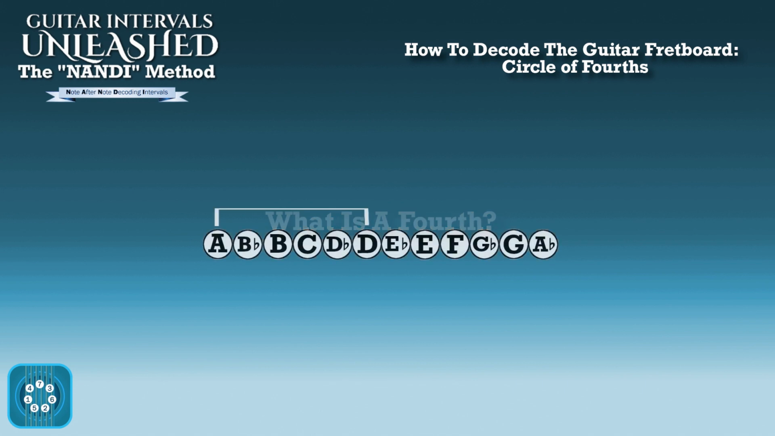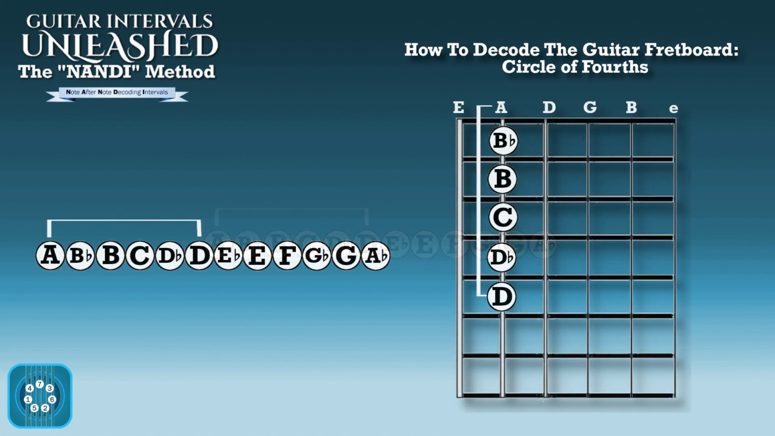A fourth is a distance of 5 half steps. So here we have all 12 notes from A to A flat, and you can see that from A to D is a fourth. That's 5 half steps. A, B flat, B, C, D flat, D. On your fretboard, it would look like this, from the open A string to the 5th fret on your A string.